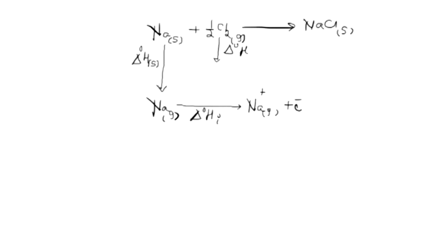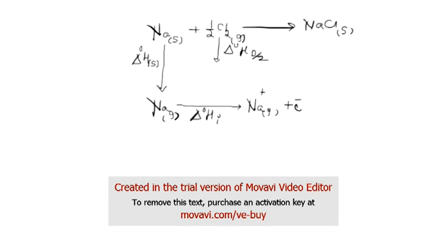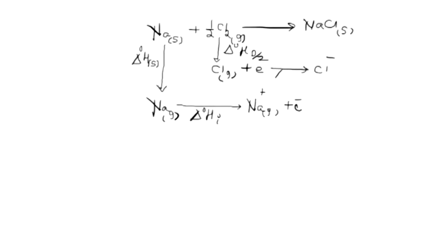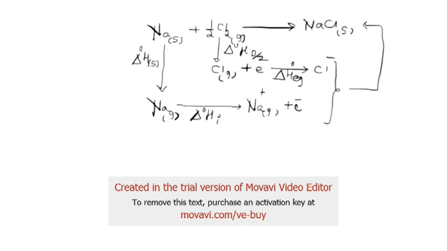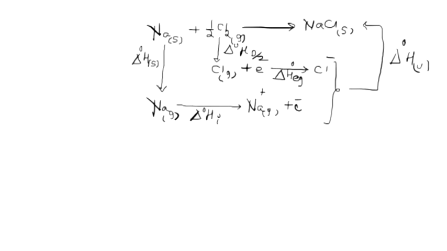In the same way, we will have to do this for chlorine gas. Chlorine first of all undergoes dissociation into chlorine atoms. The energy involved here is the dissociation enthalpy D by 2, and the chlorine atom which is formed then gains an electron to form the chloride ion, and the Na plus and the Cl minus come together and give you the NaCl crystal. While the crystal gets formed, a lot of energy gets released. This energy is the lattice enthalpy, and this is the overall Born-Haber cycle for NaCl.